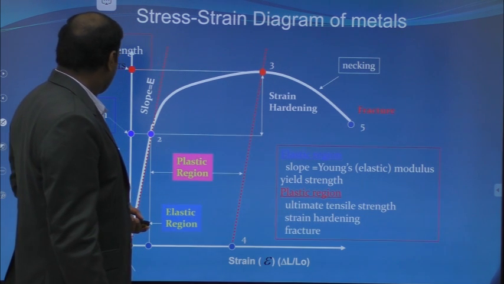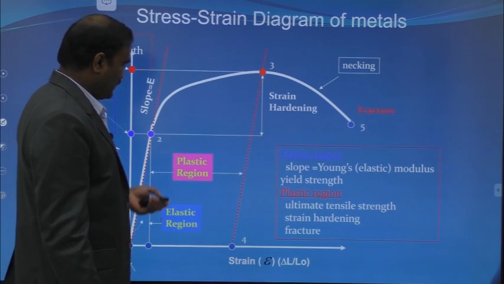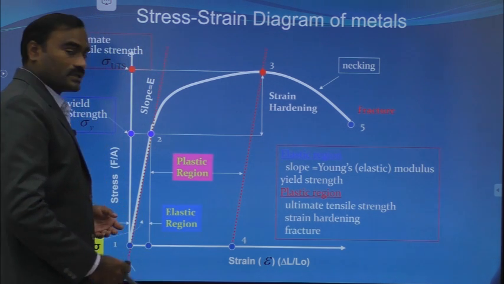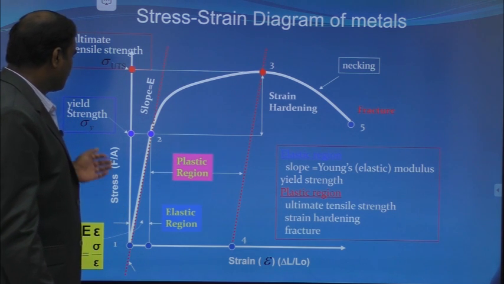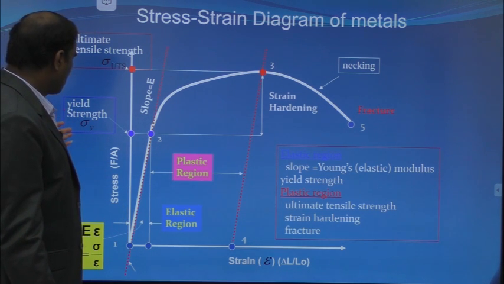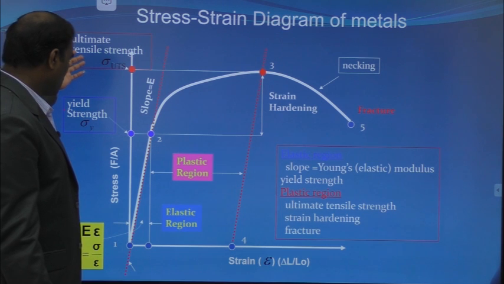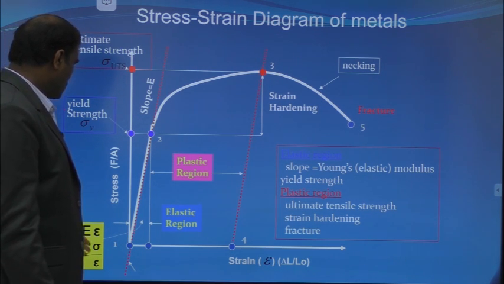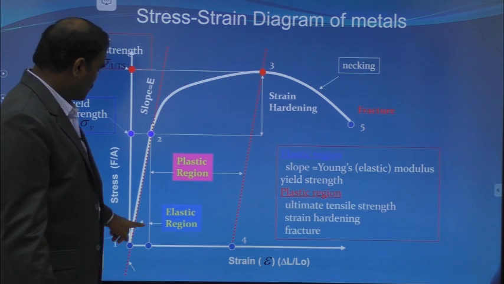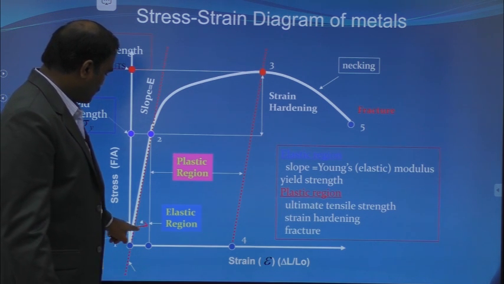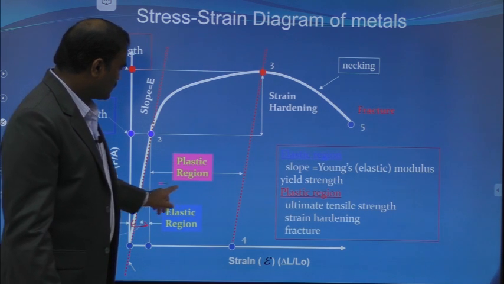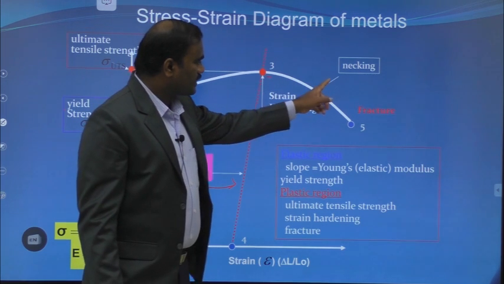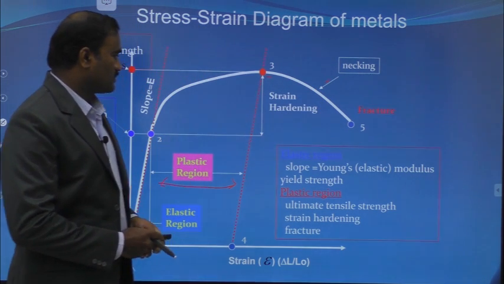Then you can see here the whole curve we have discussed. In this curve, we have yield strength and tensile strength. Sigma is equal to Young's modulus times epsilon, that is, Young's modulus is equal to sigma by epsilon. This is the elastic region and this is the plastic region. This is the necking and this is the fracture.